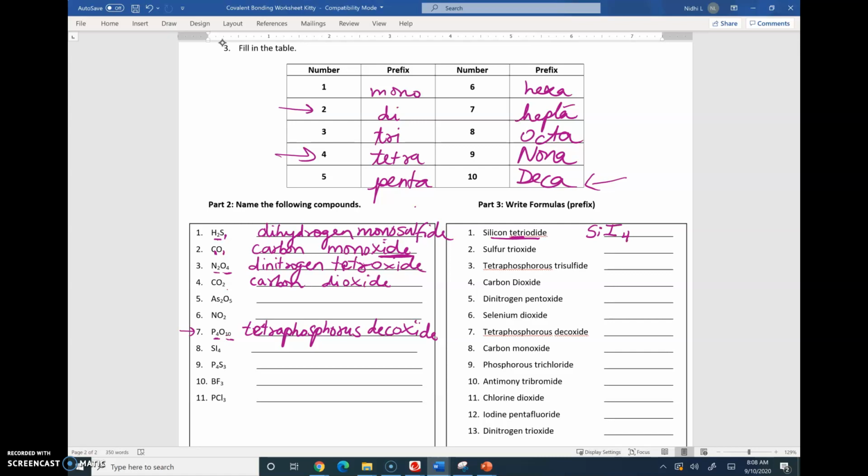Okay, so sulfur trioxide. Now, if you are looking for trioxide in your periodic table, you're not going to find that, okay? But you'll find oxygen, and in the ions at the bottom, you'll find oxide, okay? But we are not looking at charges for this one, okay? So when it says oxide, that's actually oxygen. And sulfur, tri means 3, so there you go, SO3. Tetraphosphorus trisulfide. Tetra prefix is 4, phosphorus has 4, and trisulfide, that's sulfur, has 3.